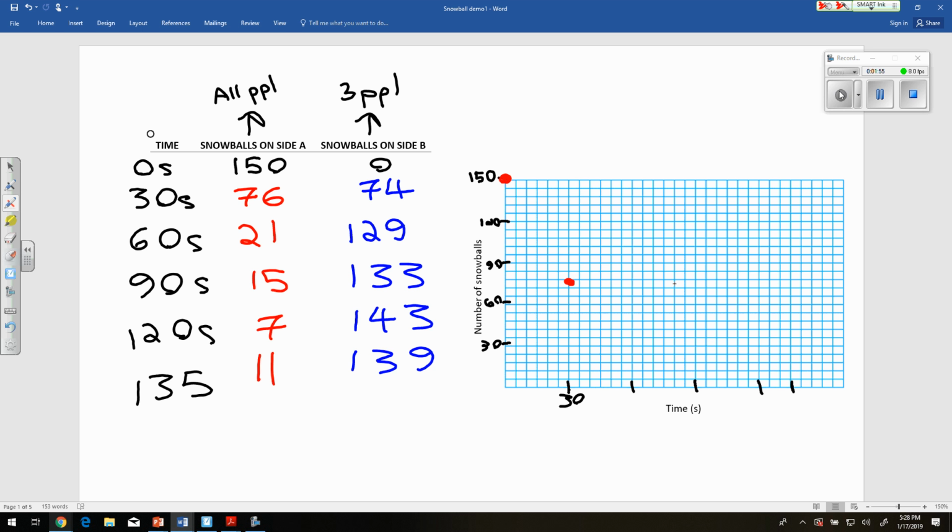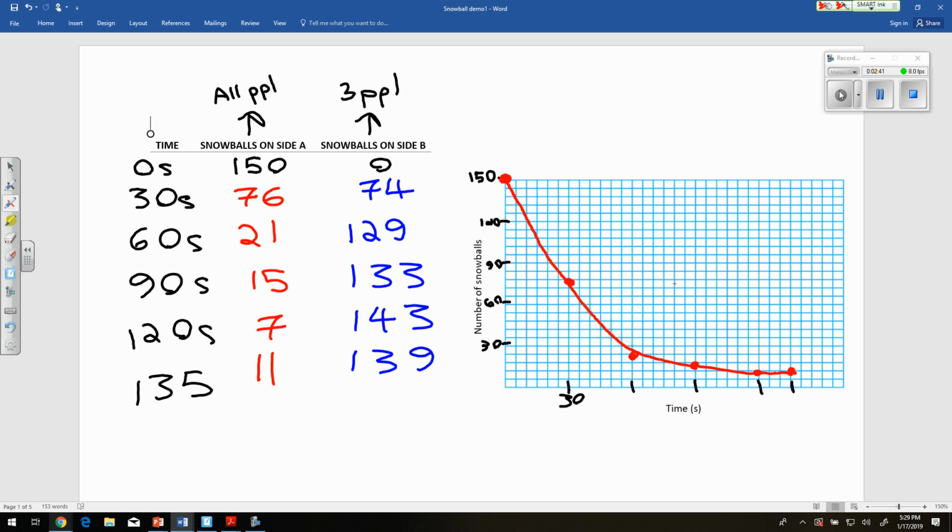And then at 60 seconds, we had 21, so that's probably 2/3 of the way up here. Then 15, which is exactly halfway up, for 90 seconds. 120 seconds is 7, which is probably going to be like that there. And then we have 11. To connect the dots, the snowballs on side A show this exponential decay function.